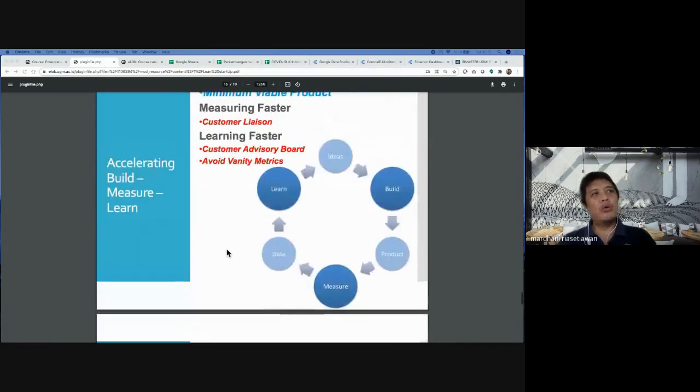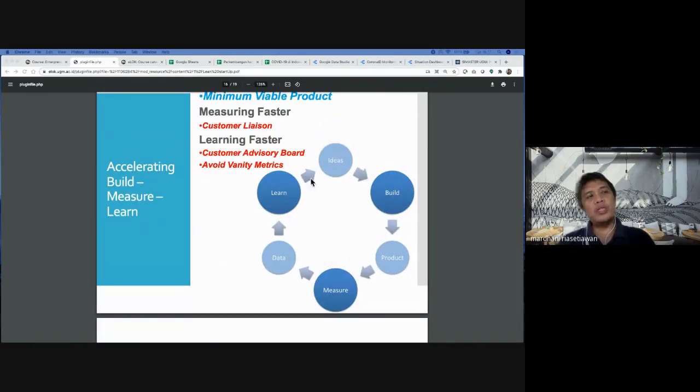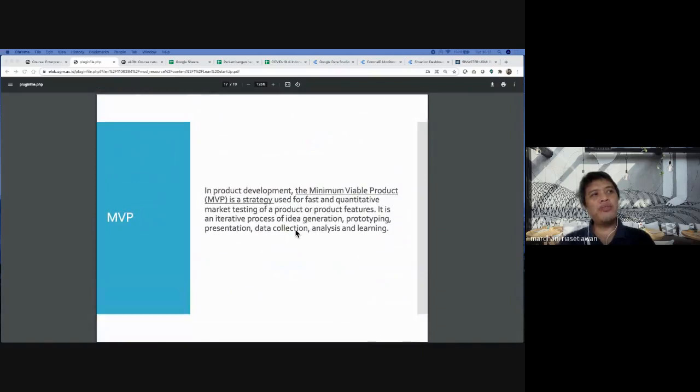So hopefully in one circle of this process, we will have what we call the MVP, the minimum viable product. It is the minimum features or minimum feasible product that can be communicated with the customers. This is a strategy too, because it is used for fast and quantitative market testing of a product or product features. So you make a lot of mock-ups, but not just any mock-up, but a mock-up that is close to the customer need. And then we realize the mock-up into a prototype, we take the prototype to the customer, and the customer will respond based on that prototype. That's the MVP, the minimum viable product.